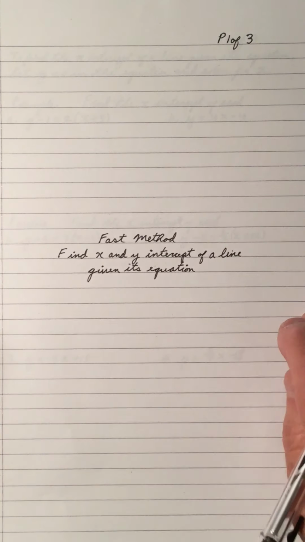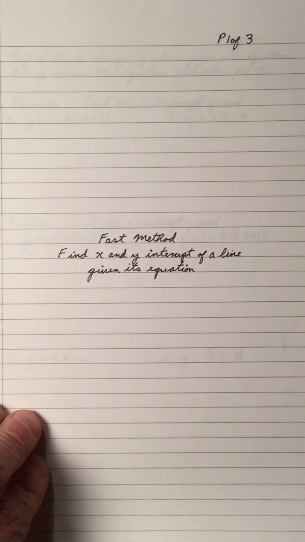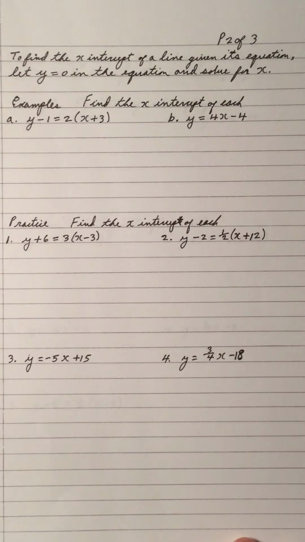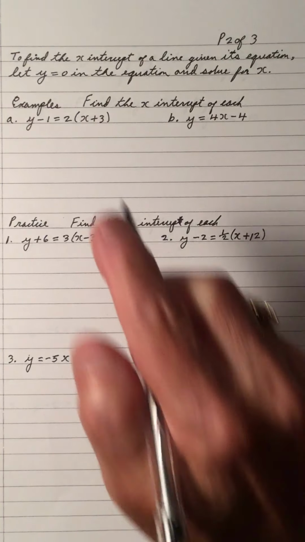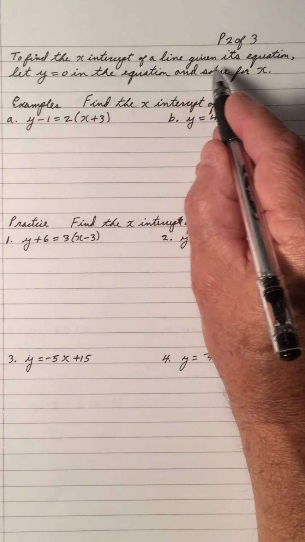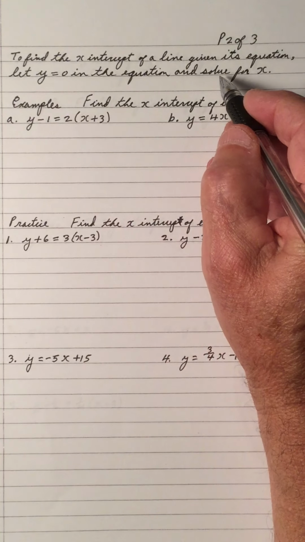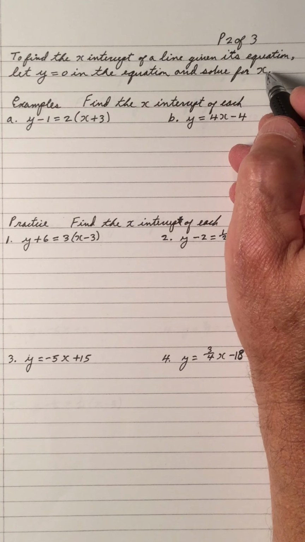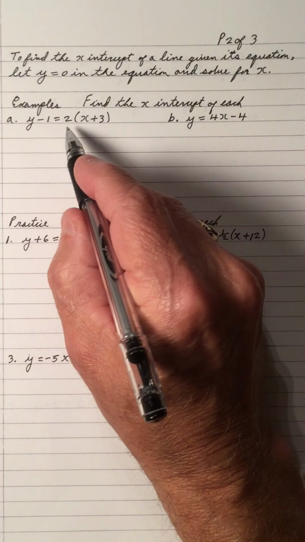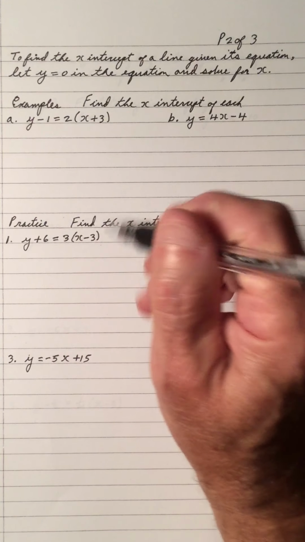the fast method. Let's see what you mean by the fast method. To find the x-intercept of a line given its equation, let y equals 0 in the equation and solve for x. So here we go. I'm doing some examples and then you can do some practice.